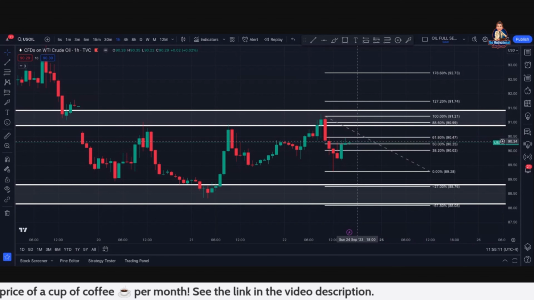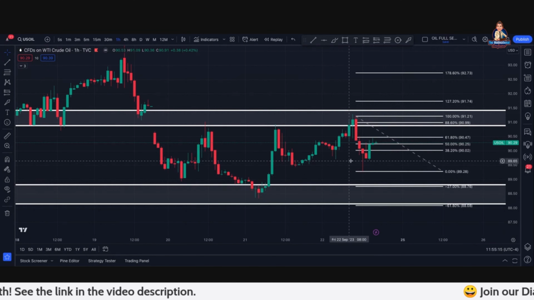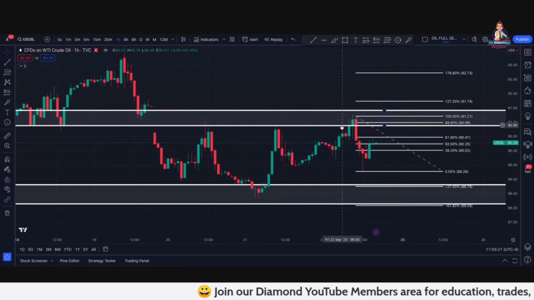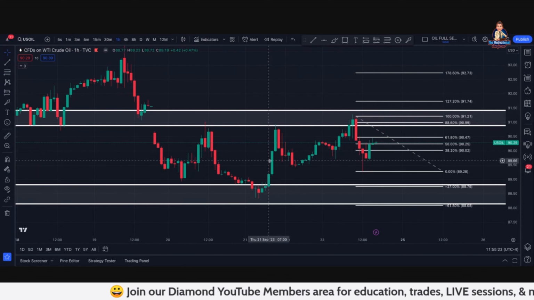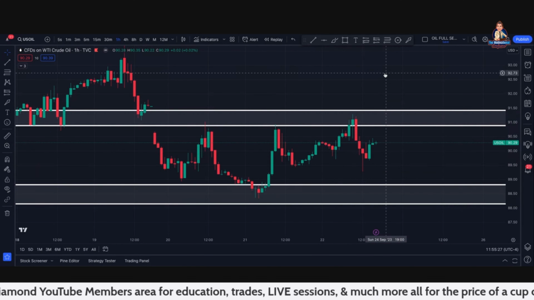So again, just in this little area right here, we identified 3 different ways of trading crude oil: fib levels, zones, coming back and forth, both on buys and on sells. So that's the game plan that we do in our members area.